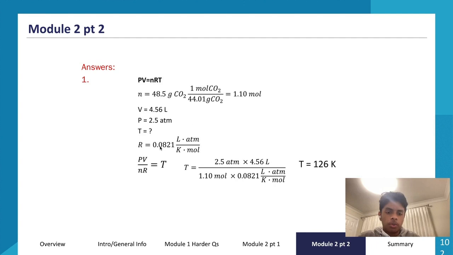So R is equal to 0.0821. PV over nR is equal to T. We rearrange this ideal gas law, so we divide both sides by nR to isolate T. So T is equal to 2.5 times 4.56, all divided by 1.10, which is the number of moles, times 0.0821, which is R, to get a temperature of 126, not degrees, Kelvin. So in reality, this temperature would probably be negative degrees in Celsius, but positive in Kelvin. So 126 Kelvin. That's how we would use the ideal gas law to solve a question like this.